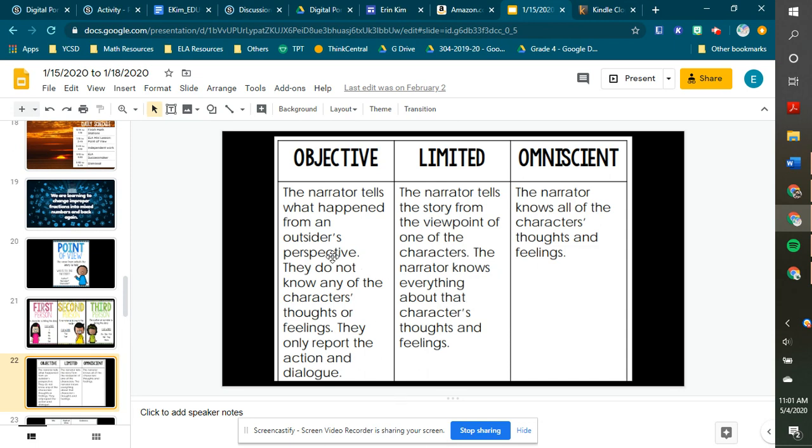But most of the time, what you'll find is that things are objective or limited. Omniscient is kind of tough to write because it tells us almost like we have the full story from everybody. And that can be tough. With limited, it's almost like we get part of the story. And with objective, all we get is what we can see and hear. We don't get any feelings.